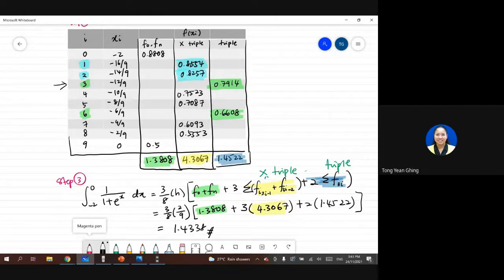For Simpson 1/3, we divide into odd and even numbers, but for Simpson 3/8, we divide into non-triples and triples. So far okay or not? That's all actually for Simpson 1/3 and Simpson 3/8. The trapezoidal rule is not covered in your syllabus; I only explained it just now.